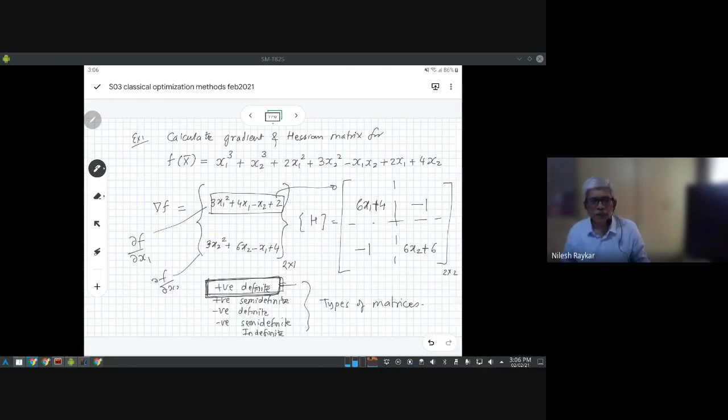So we want to determine whether our Hessian matrix is positive definite or negative definite. If it is positive definite, our point of interest is a minima. If it is negative definite, then our point of interest is a maxima. That is what we're interested in. So in order to do that, we have to know how to check this property of a matrix. I will explain that procedure, and we'll do one quick calculation.